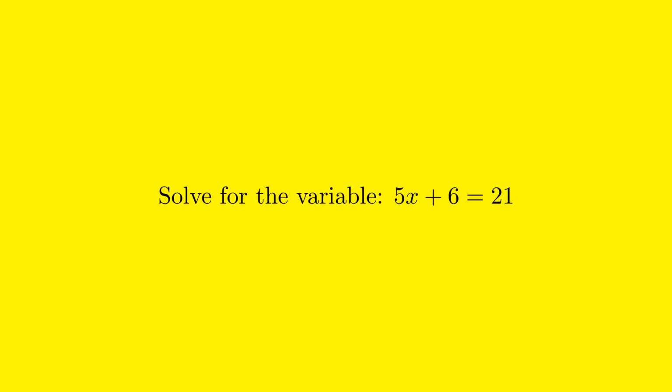Introduction. Welcome to our instructional video on solving for the variable in a linear equation. In this video, we will be focusing on solving the equation 5 times x plus 6 equals 21. By following a series of steps, we will isolate the variable x and determine its value. Let's get started with the first step.